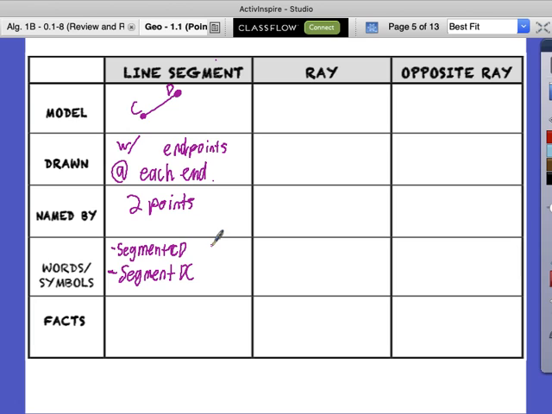So if we put this in symbols, for segment CD, you can do your capital C, capital D, and draw a mini line segment above it. You guys might remember that when we did the line, we drew a mini line above it with the arrows. Here, same idea, we just don't have the arrows on it because it doesn't go forever, okay?